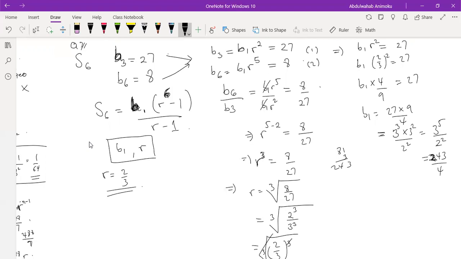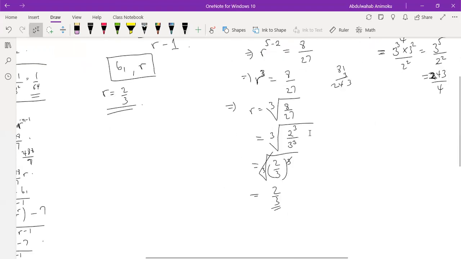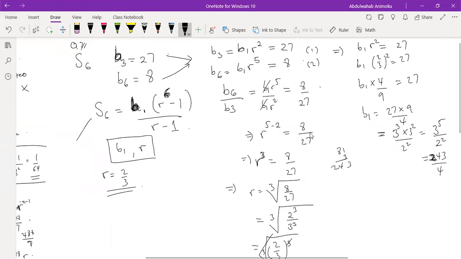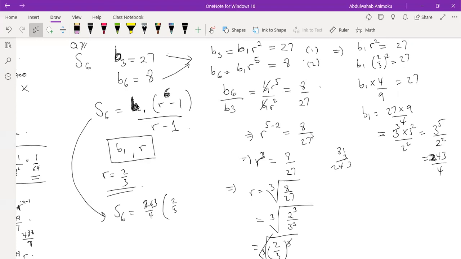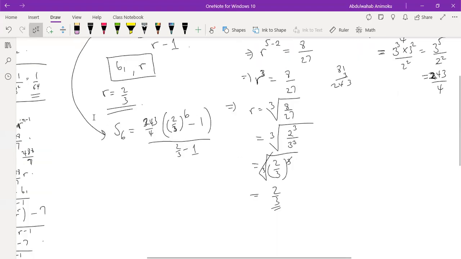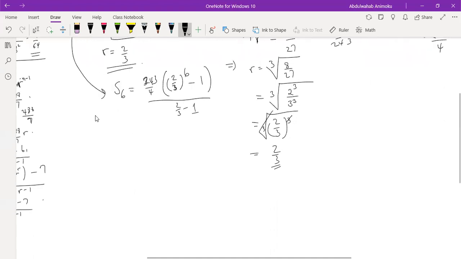Now you are ready to solve S6. So let's go back to finding S6. Okay, S6 is basically B1, 243 over 4, times R. What is R? 2 over 3 raised to the power 6 minus 1, all over 2 over 3 minus 1. Well, this is going to be a little bit of a long computation, but it can be done. You can just basically use your calculator to evaluate this.